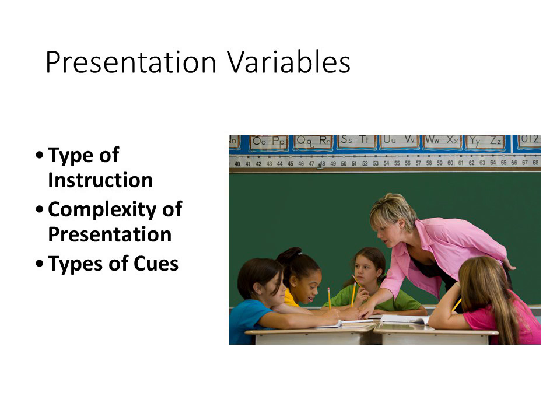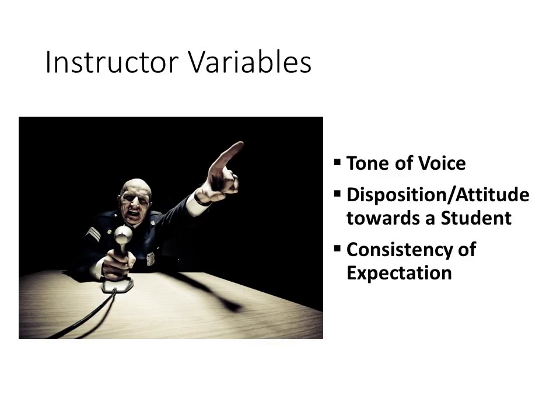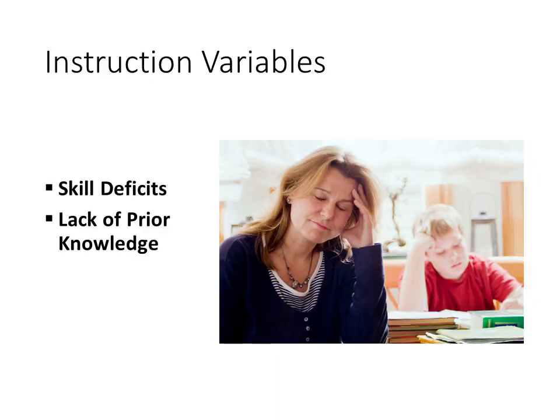Presentation variables include the type of instruction, the complexity of presentation, and the types of cues given during the presentation. Instructor variables include tone of voice, disposition and attitude towards the student, and consistency of expectation. Instruction variables include skill deficits and possibly lack of prior knowledge.